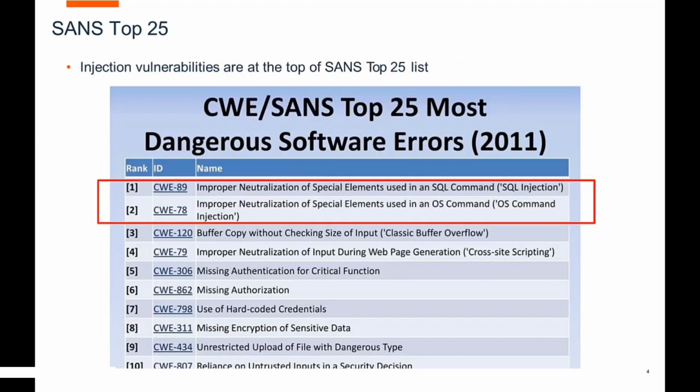There's also the SANS Top 25, a list that you may be familiar with. And here you can see it's the same picture. Positions 1 and 2 are taken by SQL injection and OS command injection. Pretty much there's agreement throughout the industry that these are the most dangerous types of vulnerabilities out there.